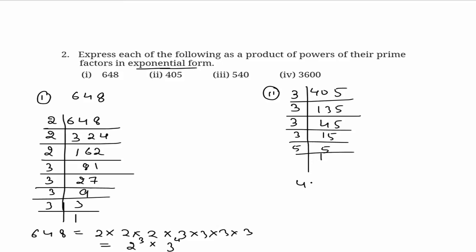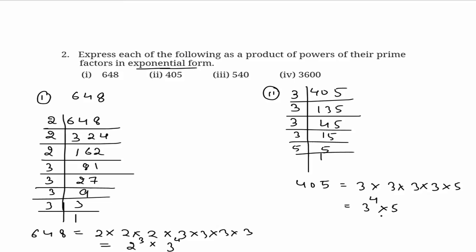So 405 I can write as 3 into 3 into 3 into 3 into 5. So 3 is multiplied by itself 4 times. So the exponential form is 3 raised to the power 4 into 5. Okay, so the first and second parts are done.